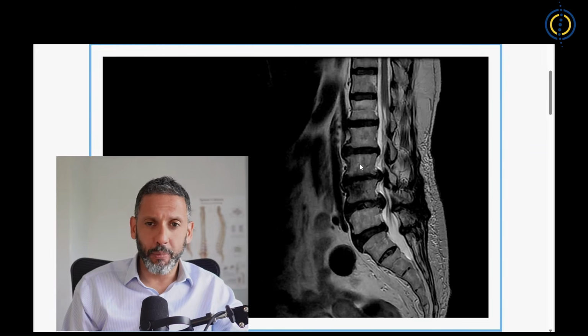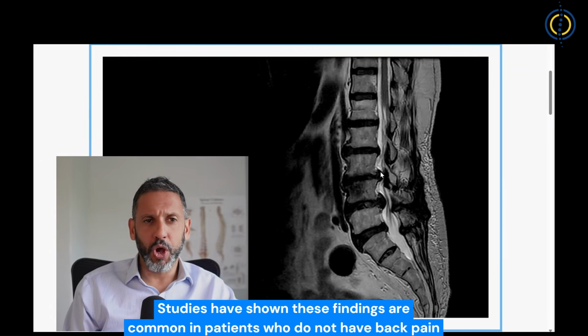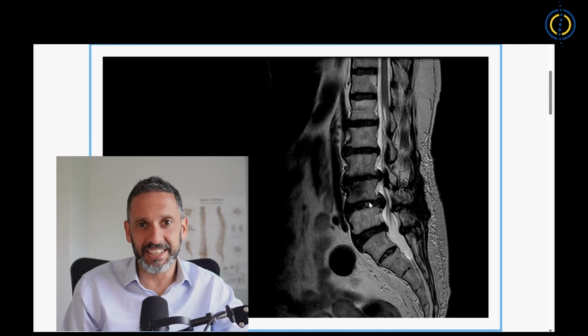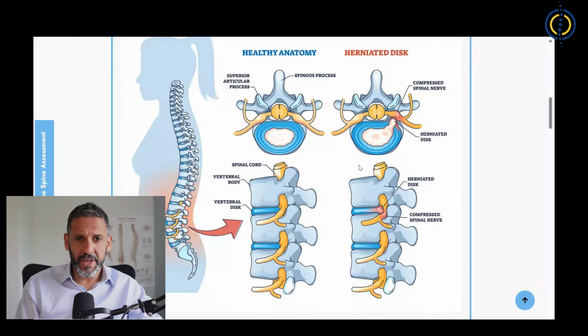It is quite common to see problems on MRI scans with the discs and the facet joints and the nerves all in one go in a single patient, but we do know from studies that these findings are common in a lot of people who do not have back pain, and that's why it's really good to understand how these structures behave clinically to figure out which one is the cause of your problem, if indeed either of them are. Let's start with the disc.